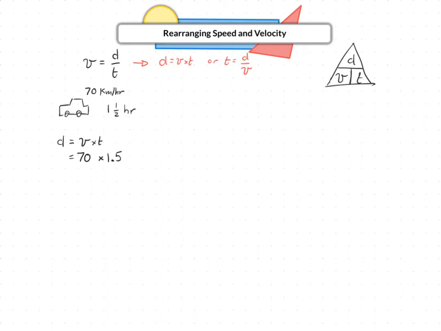Now notice that the unit for speed here is kilometers per hour. Our time is in hours. You see how the hours and hours match up? So you do have to make sure that those units match before you can do a calculation like that. All right, 70 times 1.5, that's going to be 105 kilometers. Right, in the units, the hours cancel each other out, and so we're left with kilometers as the unit for distance. Right, that's example 1.